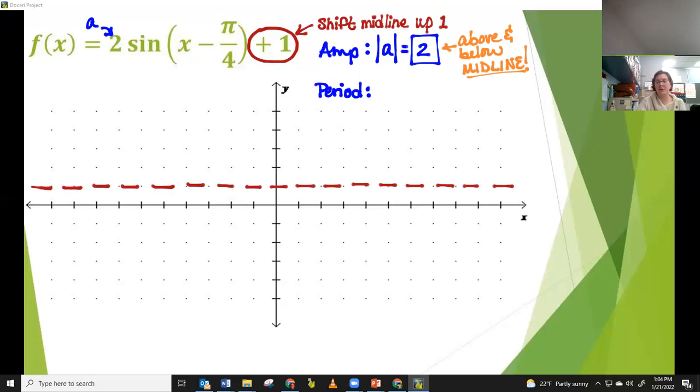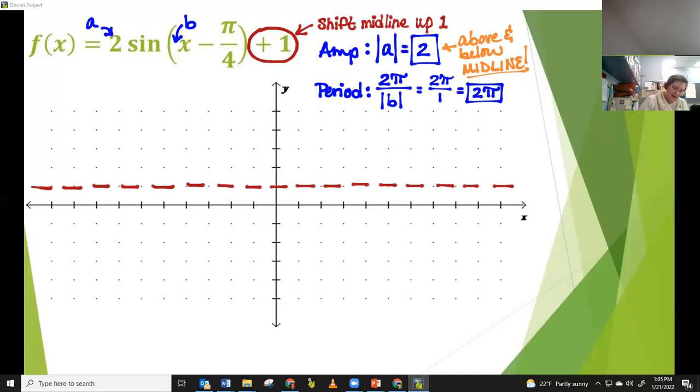How do I determine the period? Close, Brendan. Period, I do 2 pi over the absolute value of B. My A value is 2, but my B value is what? B value is 1. We find our B value right here. So I'm just doing 2 pi divided by 1. So the period for this graph is going to be 2 pi, just like the parent.